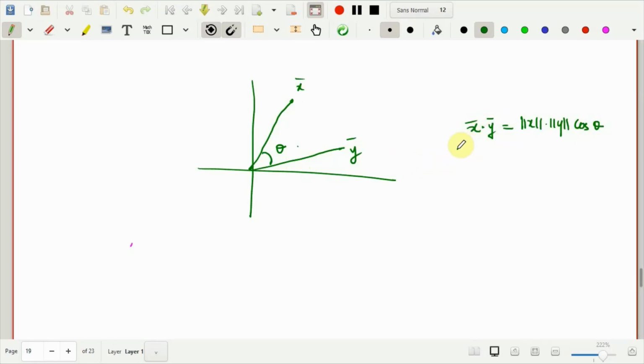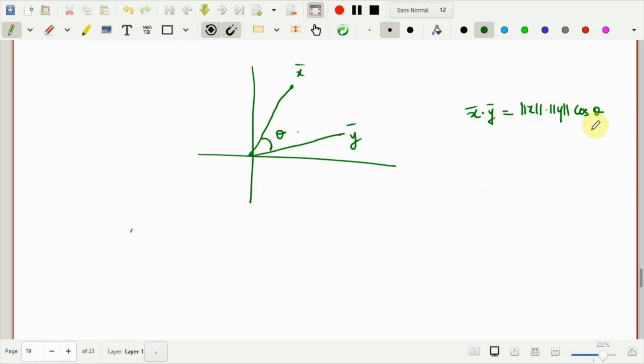Now, as we know, this dot product is the standard inner product in Rn, and we generalize it to an inner product in other spaces. So first of all, we will see what condition is required so that these vectors are perpendicular to each other. Definitely this theta has to be 90 degrees, and if theta is 90 degrees, then x is perpendicular to y. In the language of an inner product space, we say that x is orthogonal to y.